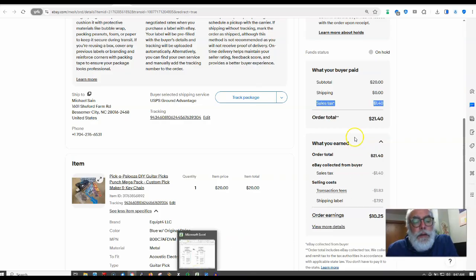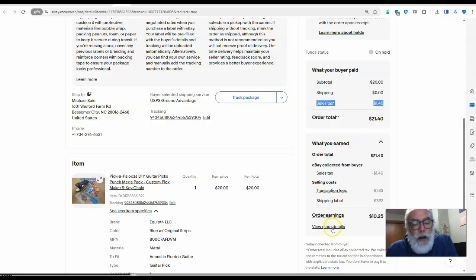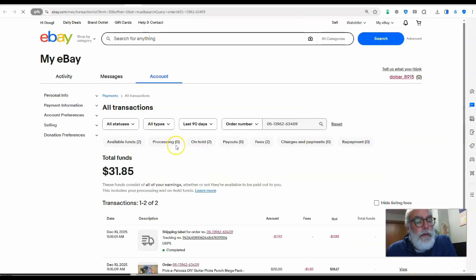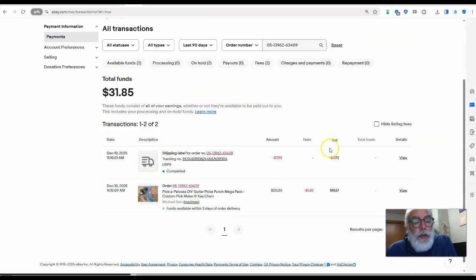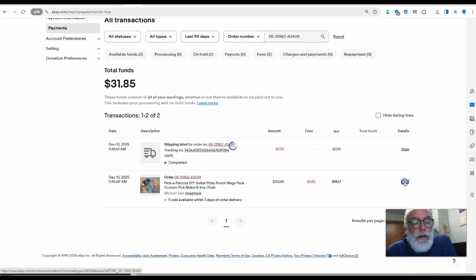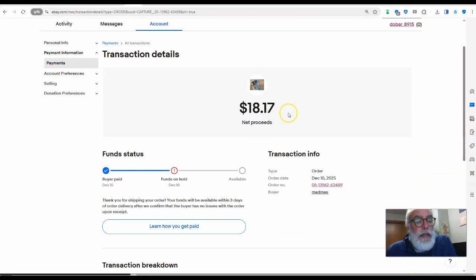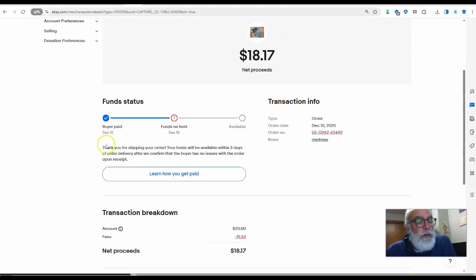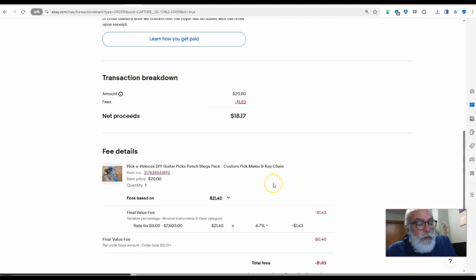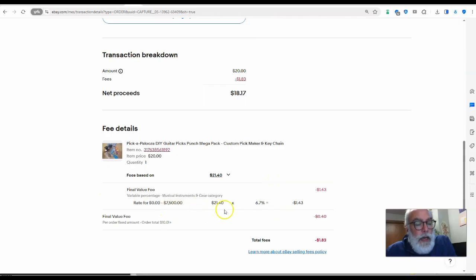So that's a bit concerning. I can't see what the fees are. I can look at the more detail, but that doesn't do anything for me, right? It just shows me what I paid for the labels, and then the $20, and then the fees, right? And so even if I go here to view, I see $18.17 net proceeds, and I see the fees at $183. But I don't see any kind of breakdown.